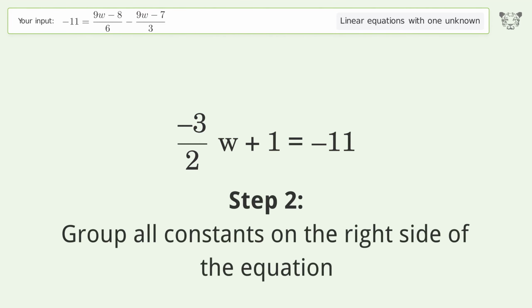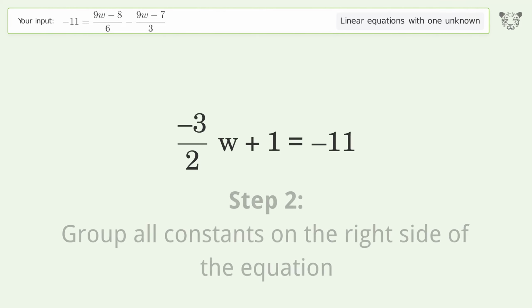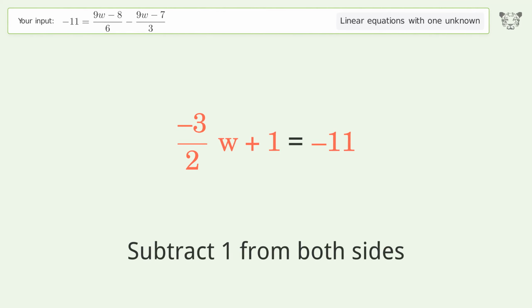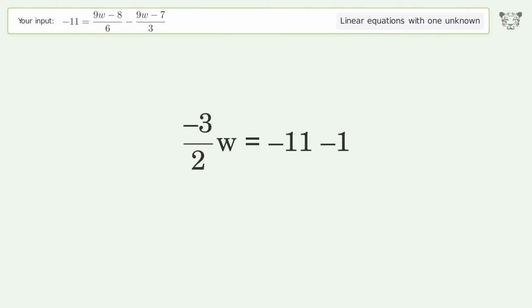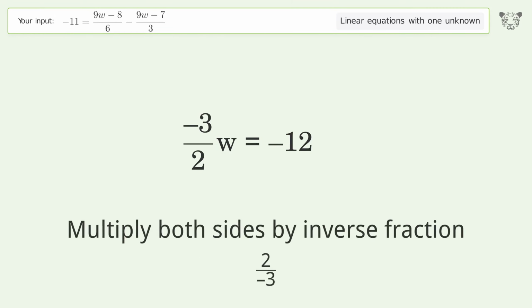Group all constants on the right side of the equation. Subtract 1 from both sides. Simplify the arithmetic. Isolate the w. Multiply both sides by the inverse fraction, 2 over -3.